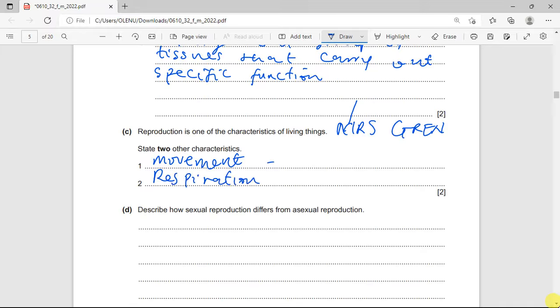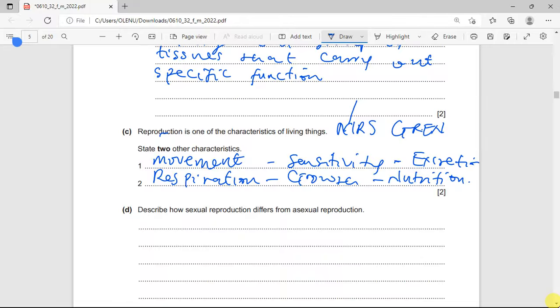I can decide to bring in sensitivity. For my S, growth. For my G, now since they've mentioned reproduction, there is no need bringing it in, because they say you should name 2 other. So I can bring in excretion, or you can bring in nutrition. So any of that will give you a mark.